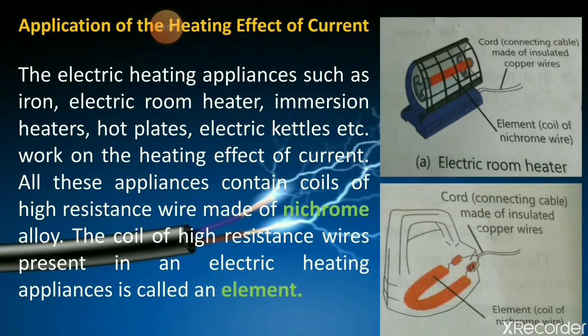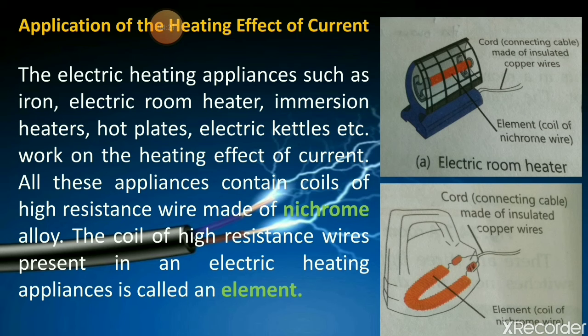Next, we will see the applications of the heating effect of current. Lots of applications are there of the heating effect of electric current. So here we will see some of them.